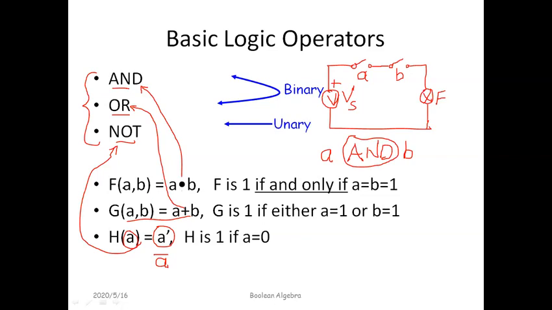So let's get back here. We're saying F, with A and B as the variables, is equal to 1 if and only if A is equal to B is equal to 1. So now let's try to explain what is meant by 1.